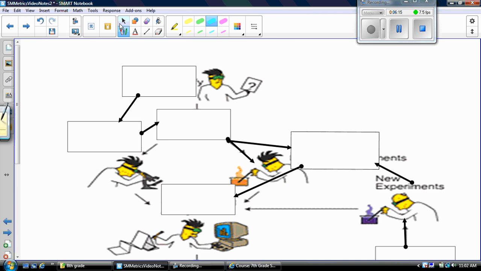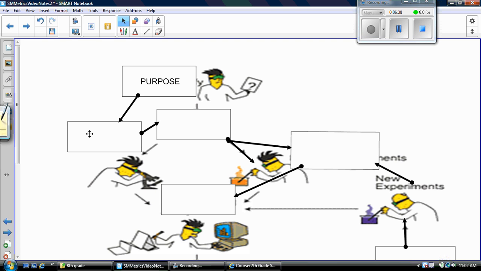Okay, so let's kind of fill in this chart to make sure we understand the steps of the scientific method. So this guy, he has a question. So remember, that's called our purpose. He's made some observations and he has a question about the universe, about something in the natural world. And he wants to do an experiment to figure it out, to answer the question.